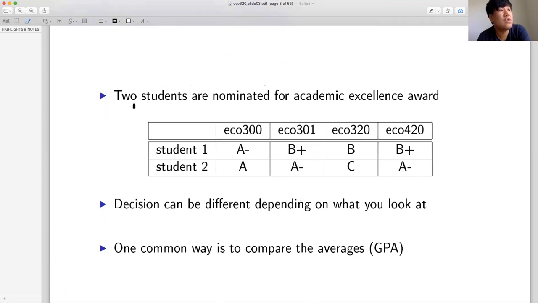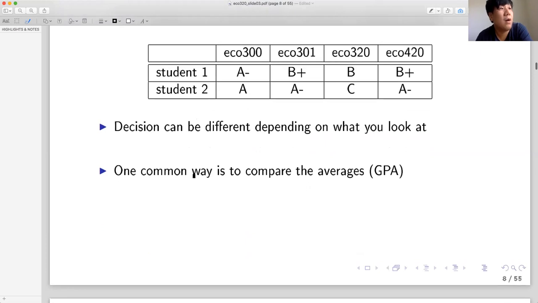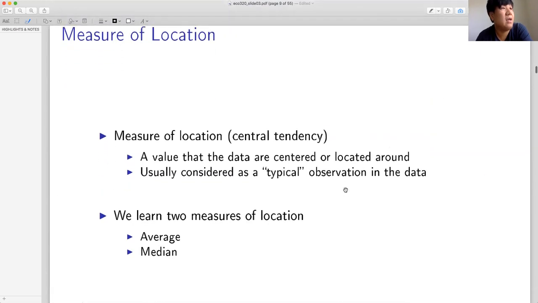Let's say 2 students are nominated for Academic Excellence Award. These are some of the courses like microeconomics, macro, and econ statistics. And what else? The 420 is econometrics, I guess. Not sure. But the decision can be different depending on what you look at. I mean, which person do you think is doing better? They might have the same average, but these people got more B plus, but these people got C. So one common way to compare is a GPA.